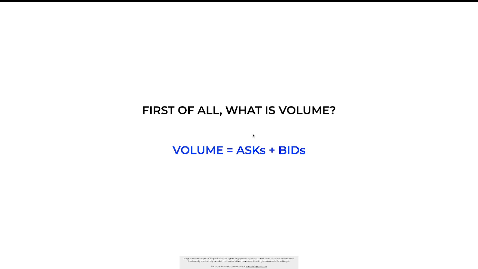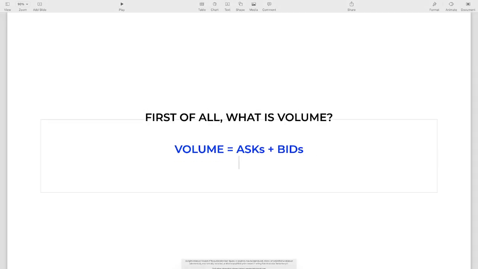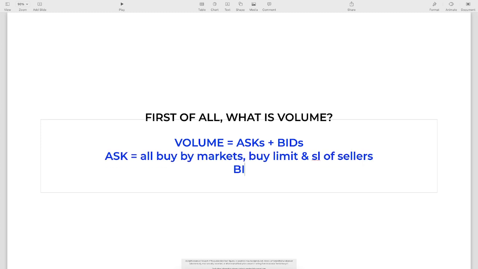So as you probably already know, for those of you who don't know yet, what in general is volume? Well, volume is all asks plus all bids. Now what are asks and what are bids? Asks are all buy by markets, buy limits, and stop losses of sellers. And bids are all sell-by markets, all sell limits, and stop losses of buyers.